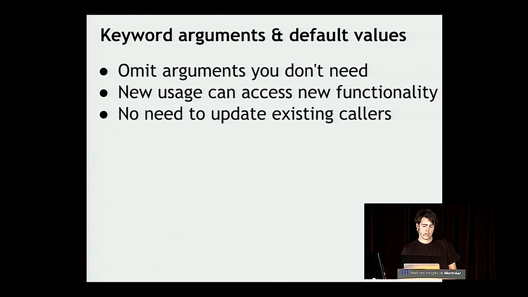So again, keyword arguments let you omit arguments that you don't need. New callers can access new functionality, and you don't have to refactor your code to add functionality, which is really nice.